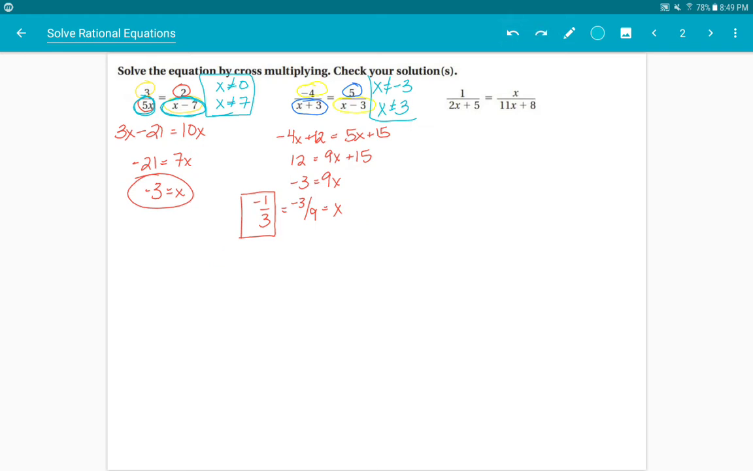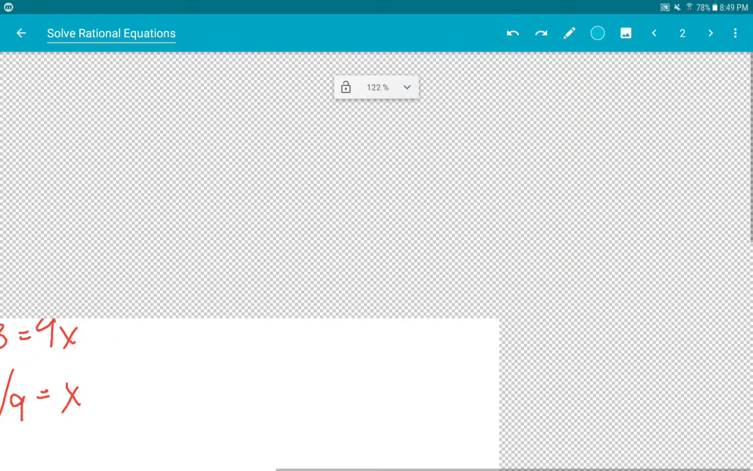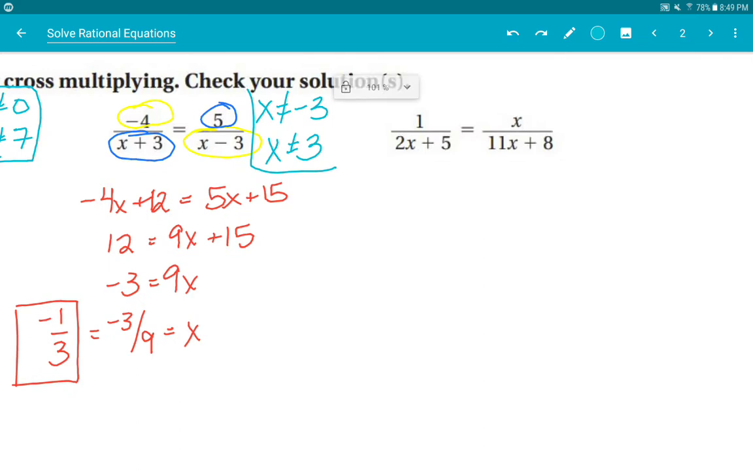Oh boy, here we go. Two-finger touching is not my best here. There we go. All right, so same idea here. We want to cross multiply.